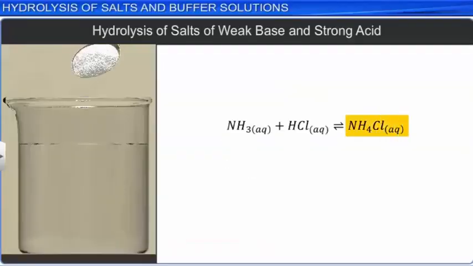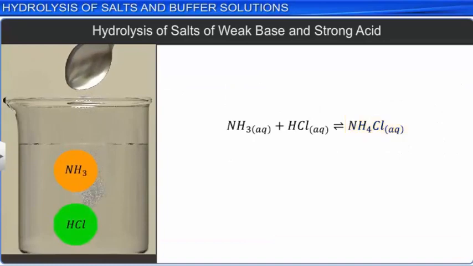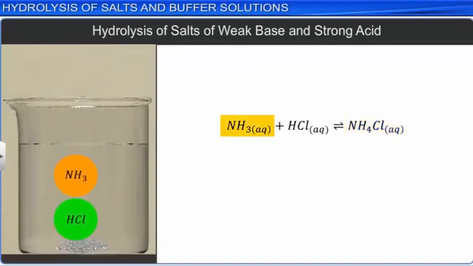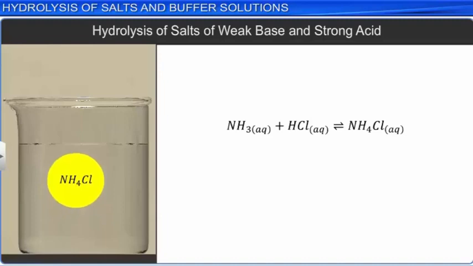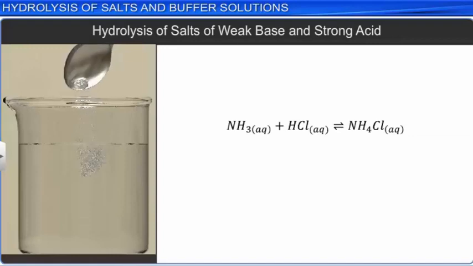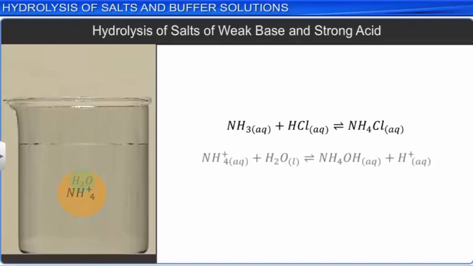Ammonium chloride is a salt of a weak base, ammonia, and a strong acid, HCl. The NH4+ ion, being the conjugate acid of a weak base, is strong. When the salt is dissolved in water, the NH4+ ions undergo hydrolysis to form NH4OH and H+ ions.